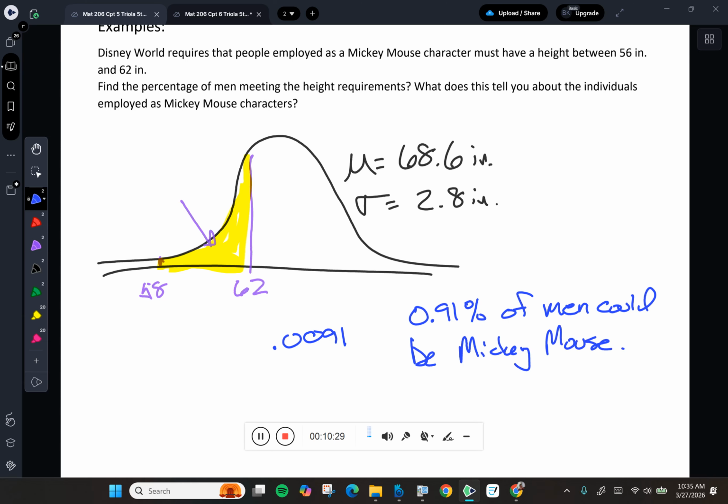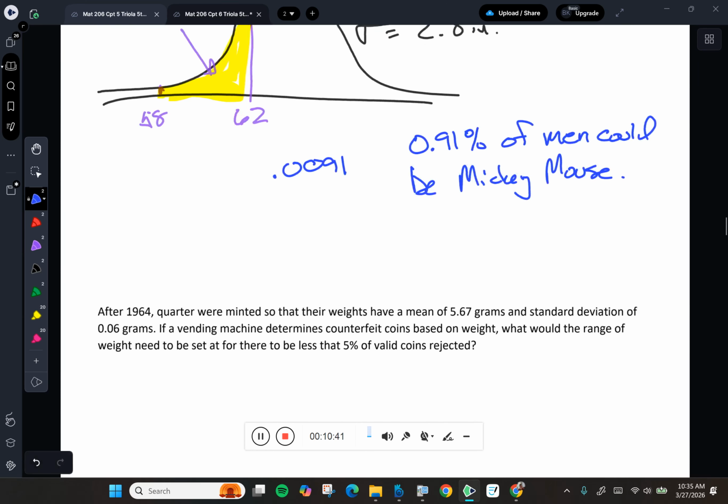So what does that mean about who's playing Mickey Mouse at Disney World? I'm going to bet it's probably not men. I'm betting that probably going to be women.